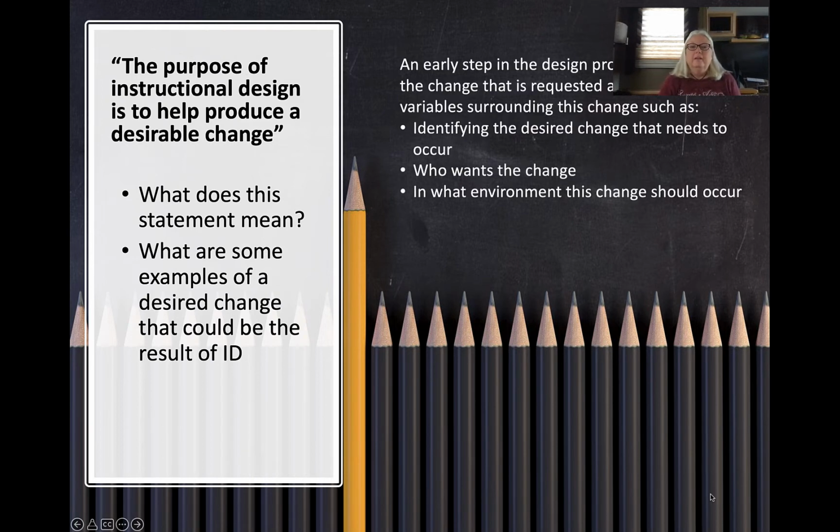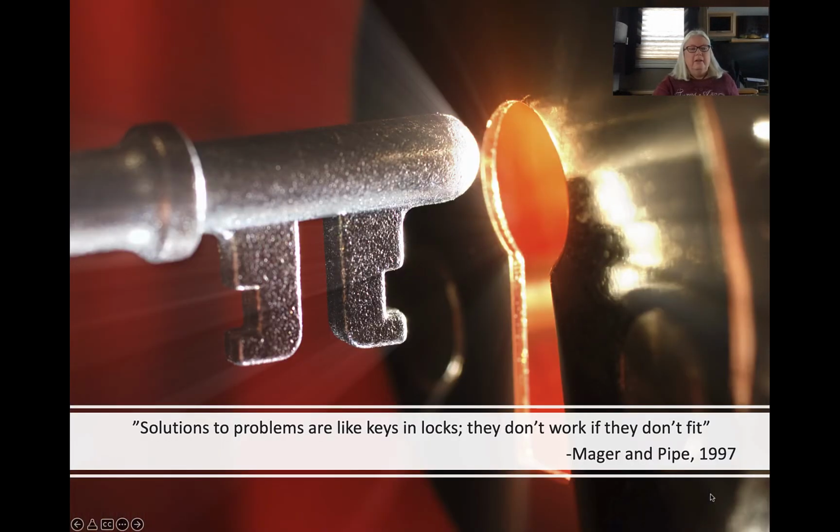Okay. So an early step in the design process is to identify the change, whatever this change is that we want. And to look at the variables. So first we have to identify the desired change. Then we need to identify who wants the change, who will this change affect, and in what environment should this change occur. And this is what is determined to be front-end analysis, which we'll be talking about for the rest of this chapter.